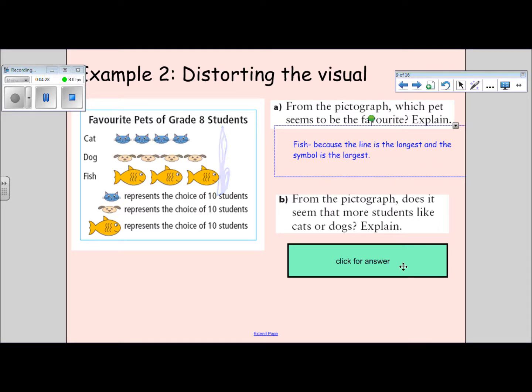From the pictograph, does it seem like more students like cats or dogs? Explain. Well, it looks like more people would like dogs because they're wider, they're longer, right?